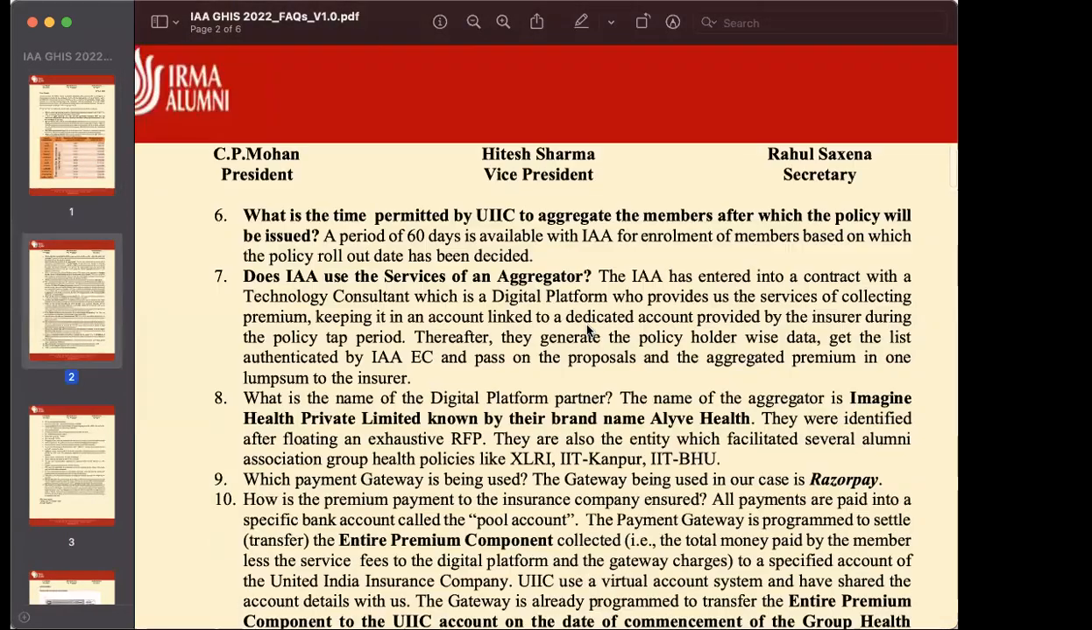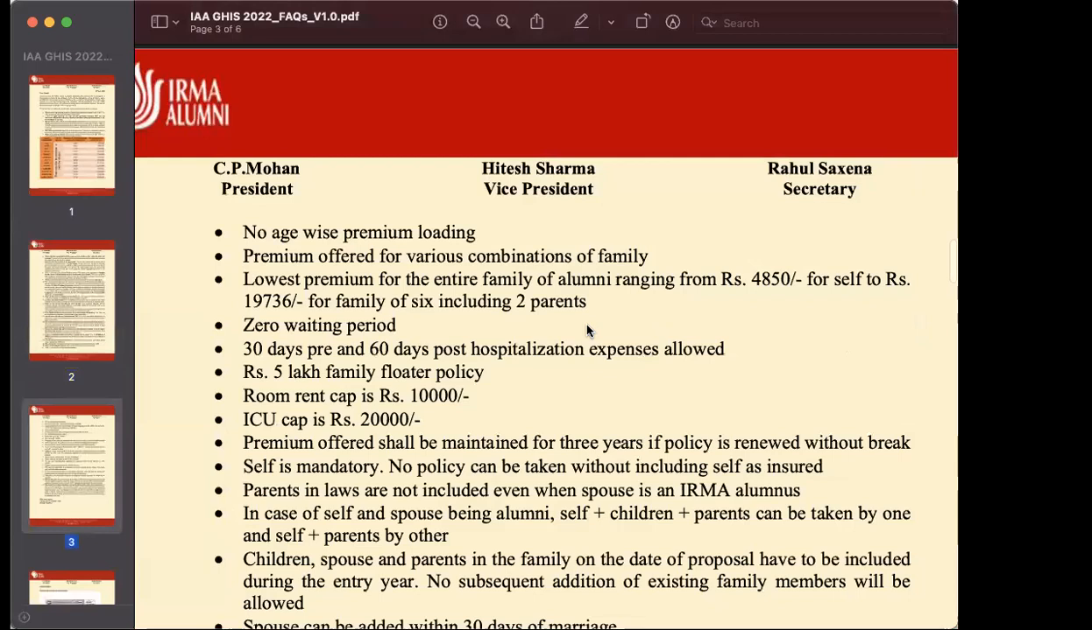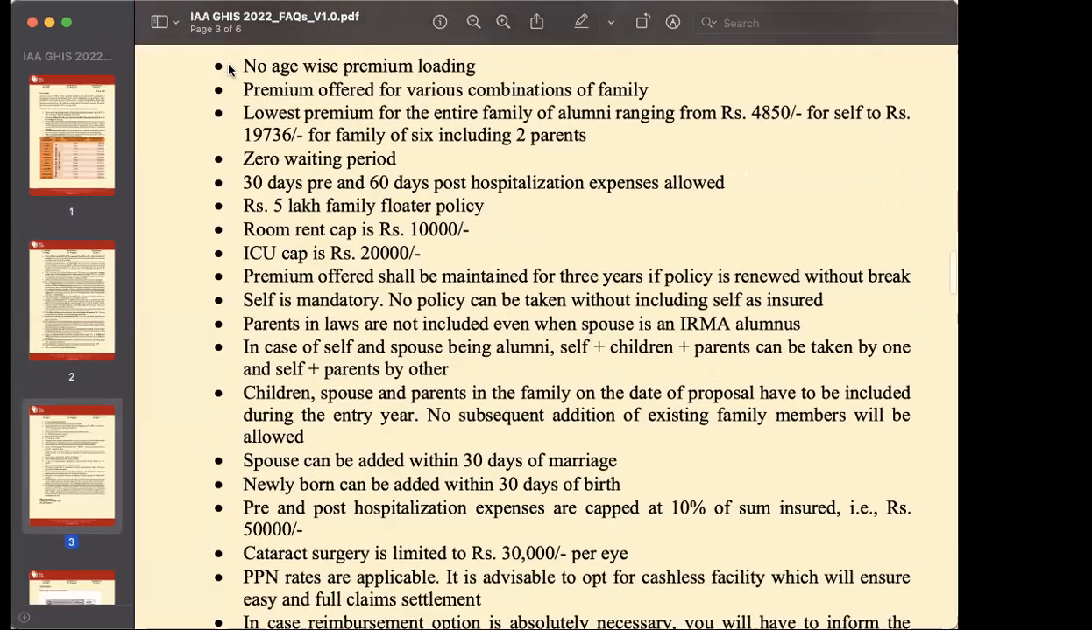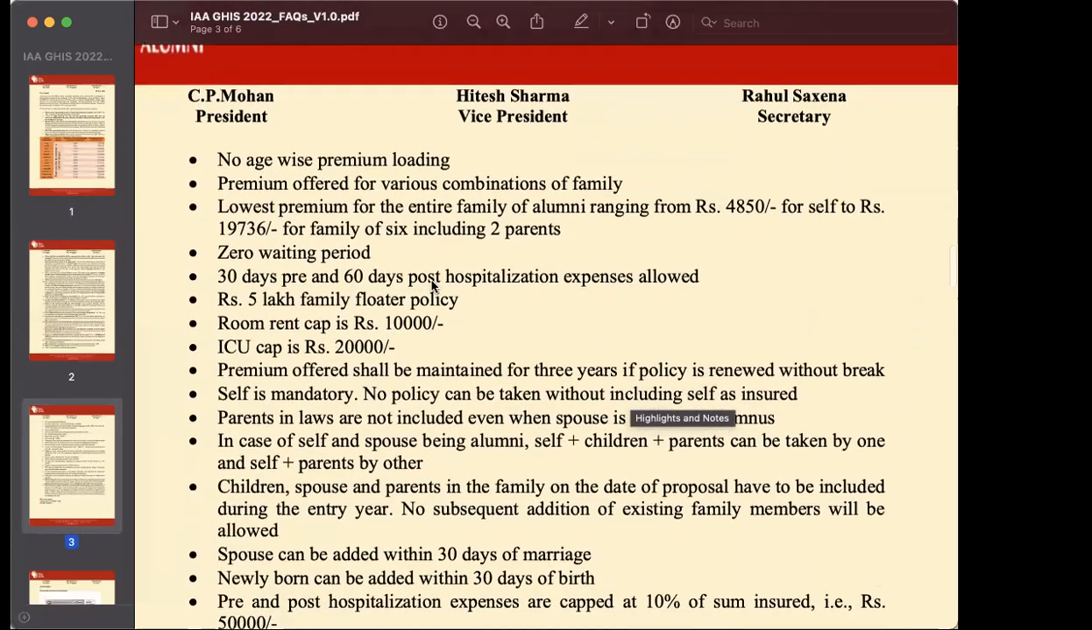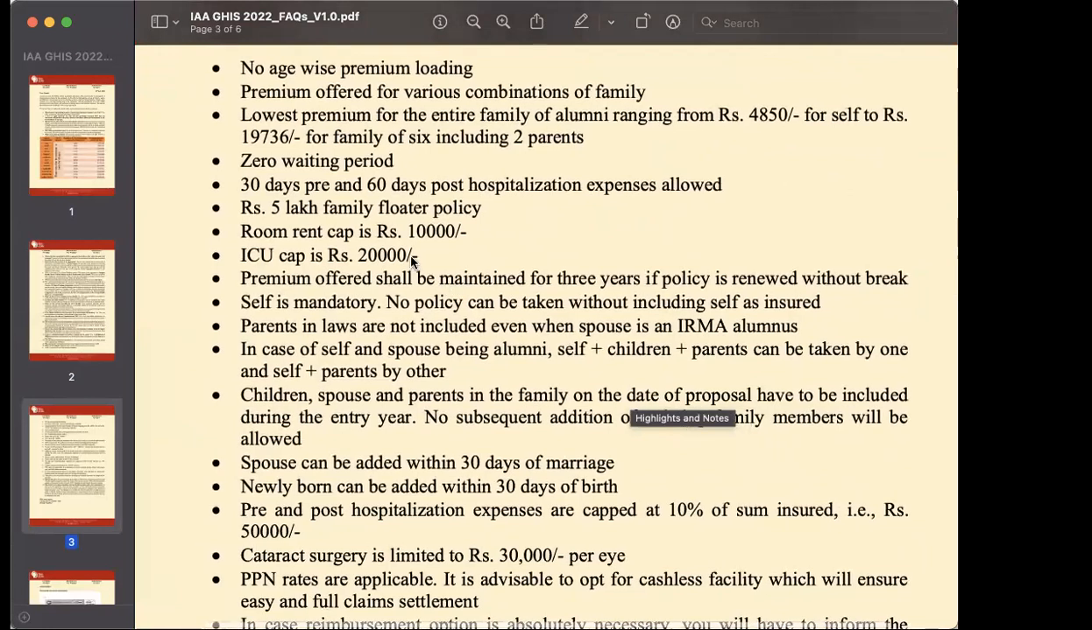Okay. So I'm quickly running you through the salient features of the policy. See, there is no age-wise premium loading, which means that whether I am 25 years old or 40 or 60, the premium amount is the same for everybody for this particular policy. And the premium offered is for various combinations of the family, like I've already explained. The lowest premium is 4850 for self to rupees 19,736 for a family of 6, including 2 parents.